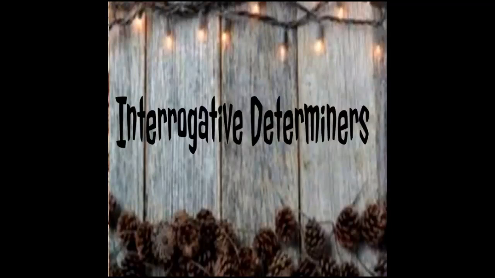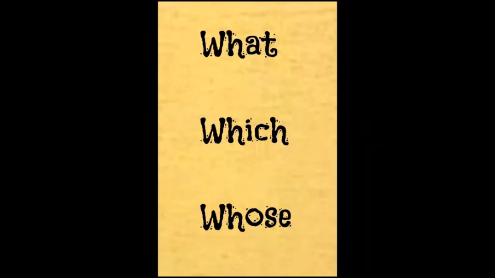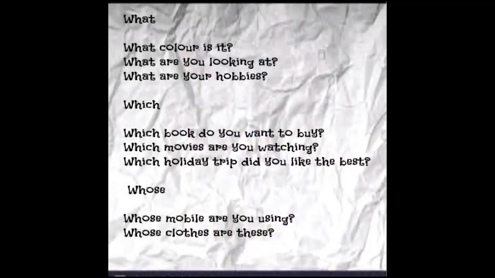The interrogative determiners are what, which, whose, the question words. They are used to ask questions. Let's see some examples. What color is it? What are you looking at? What are your hobbies? Which book do you want to buy? Which movies are you watching? Which holiday trip did you like the best? Whose mobile are you using? Whose clothes are these? Let's see number determiners.